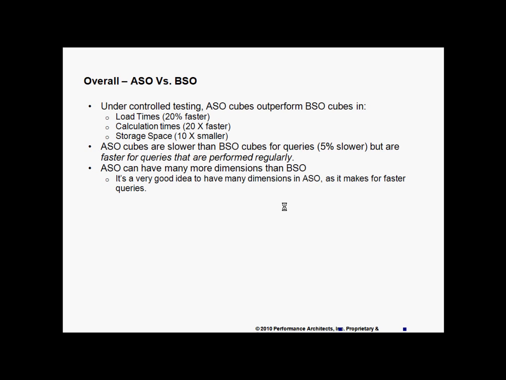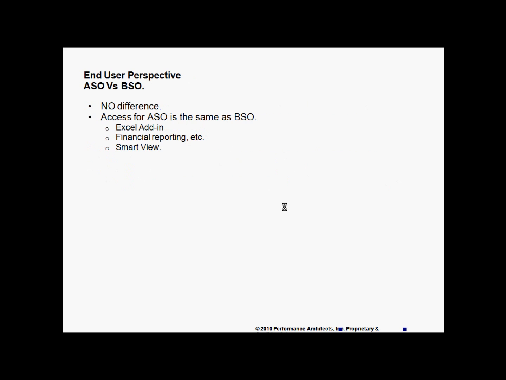ASO cubes can have many more dimensions than block storage option cubes. It's a very good idea to have many dimensions in aggregate storage option cubes, as it makes for faster queries. From an end user perspective, there's pretty much no difference at all in the way that users access an ASO cube. It's the same for the Excel add-in, it's the same for financial reporting and the like, and it's the same for SmartView.